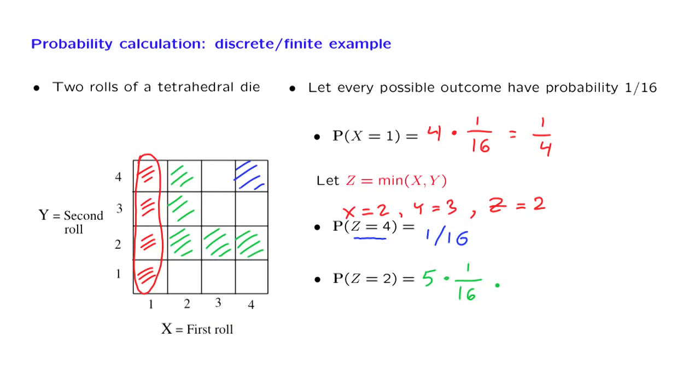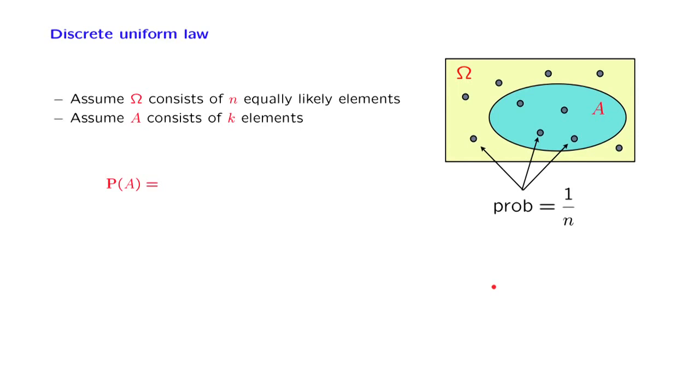This particular example that we saw here is a special case of what is called a discrete uniform law. In a discrete uniform law, we have a sample space which is finite and it has n elements, and we assume that these n elements are equally likely. Now, since the probability of omega, the probability of the entire sample space, is equal to 1, this means that each one of these elements must have probability 1 over n. That's the only way that the sum of the probabilities of the different outcomes would be equal to 1 as required by the normalization axiom.